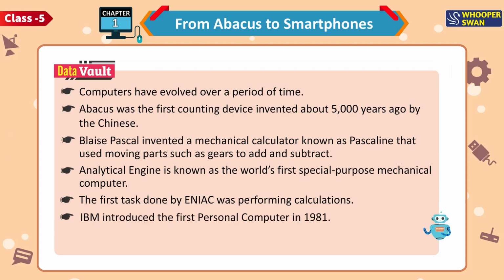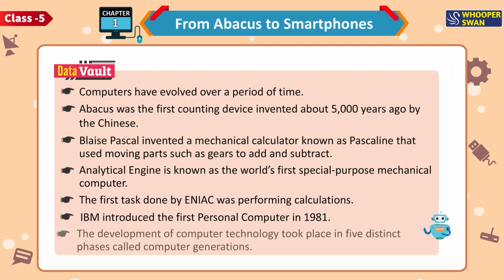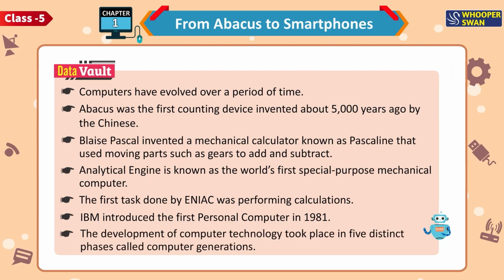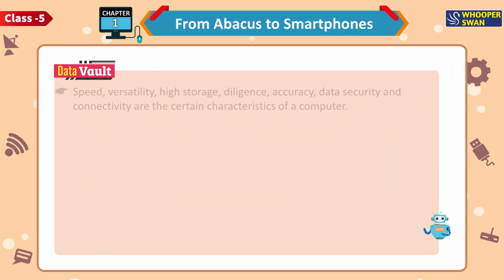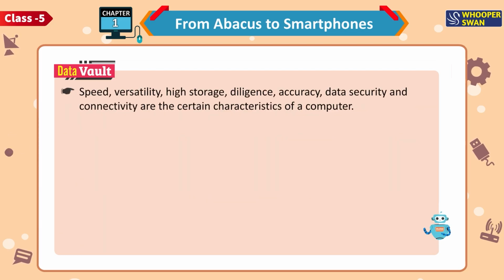IBM introduced the first personal computer in 1981. The development of computer technology took place in 5 distinct phases called computer generations. Speed, versatility, high storage, diligence, accuracy, data security and connectivity are certain characteristics of a computer.